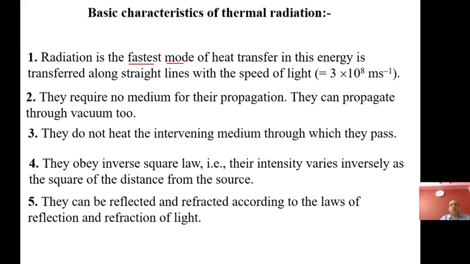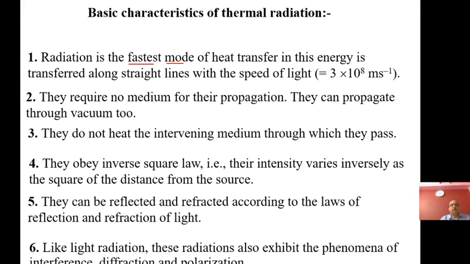They can be reflected and refracted just like the other part of the light. So they will follow the laws of reflection and refraction as well. Like light radiation, these radiations also exhibit the phenomena of interference, diffraction, and polarization. So these are the basic characteristics of thermal radiation.